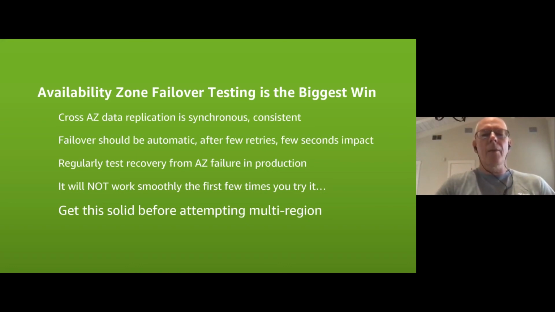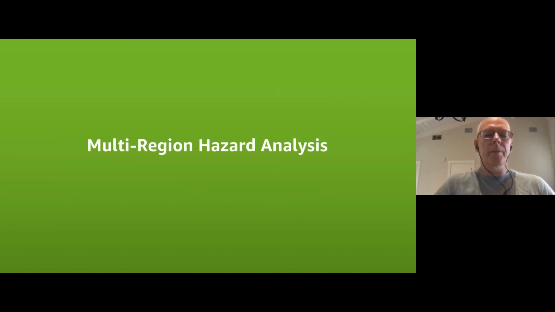So the way to deal with this is to do testing, do game days, because this is synchronous data replication. It should be consistent. You should be able to keep going after a few seconds. And if you regularly test it, that will work. But if you don't test it, the first few times you try it, it's not going to work and it's going to take you out. You can really guarantee that the first few times you attempt to do this, and back in the old days when I was working at Netflix, the first few times we tried this, we found all kinds of problems. And eventually we got this to be solid and reliable and we dealt with all of the issues. And then we moved on to thinking about multi-region.